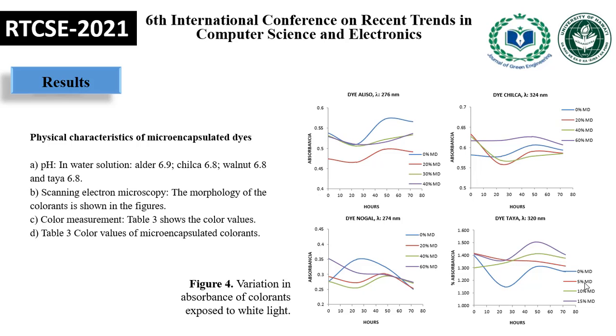Physical characteristics of microencapsulated dyes. In water solution, the pH was alder 6.9, chilca 6.8, walnut 6.8, and taya 6.8. Figure 4. Variation in absorbance of colorants exposed to white light.